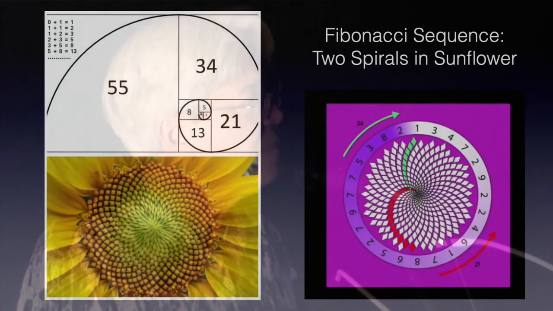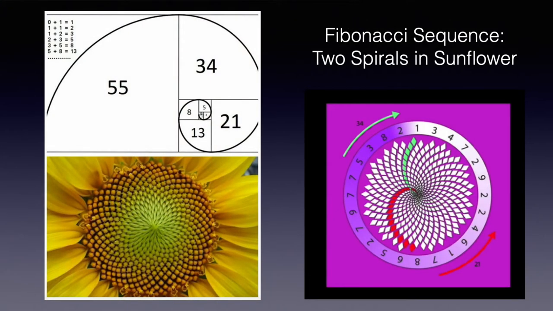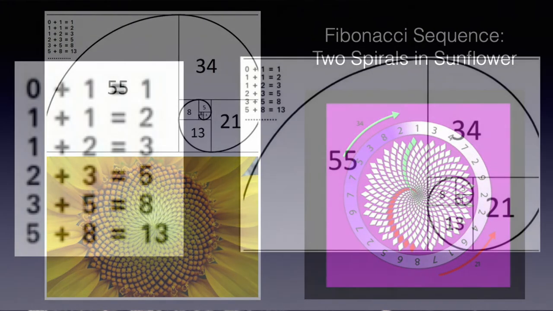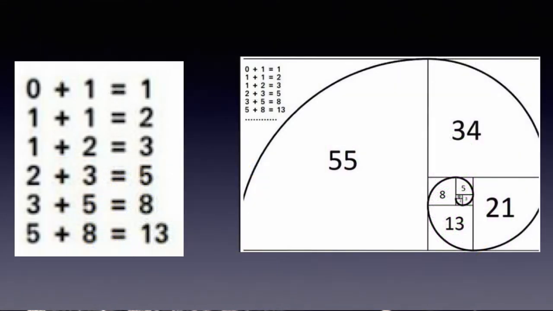So the Fibonacci sequence is another beautiful representation of sacred geometry. If you look, you have two spirals, one going clockwise and one going counterclockwise. Can you see that? There's a very specific numerological sequence that's used to get this spiral, which is found in sunflowers and many natural things. Basically, you take a number like zero and you add one to it, and then you get one.